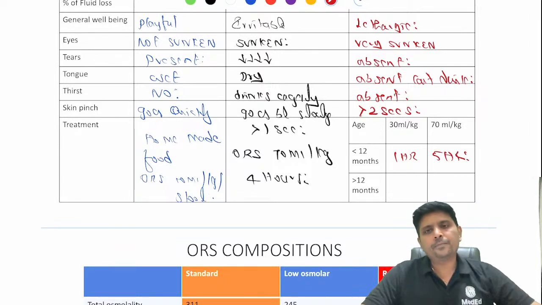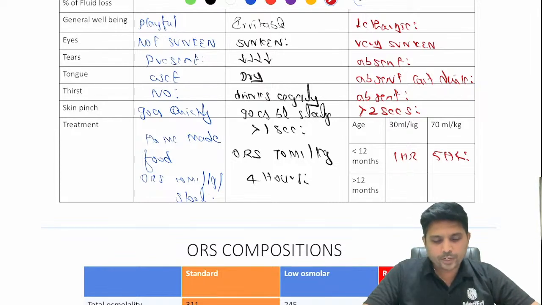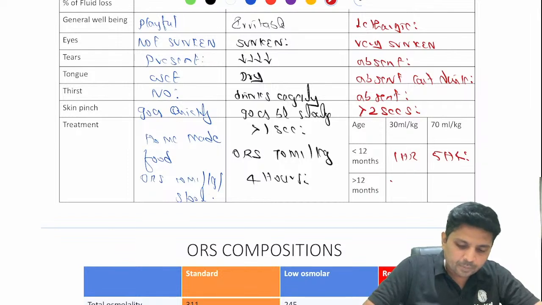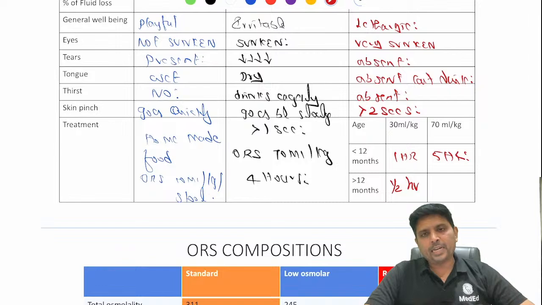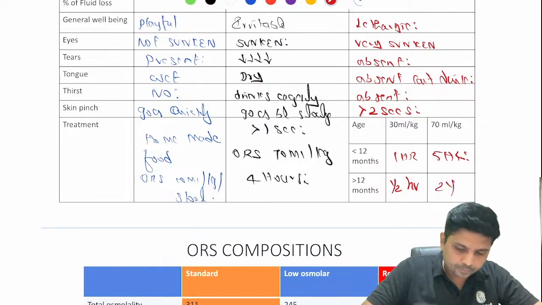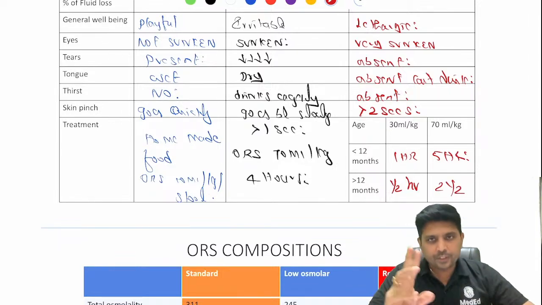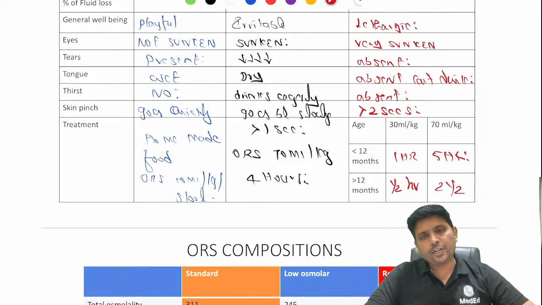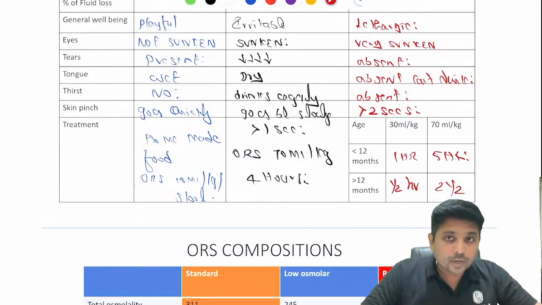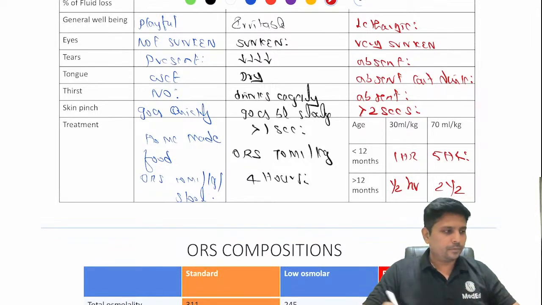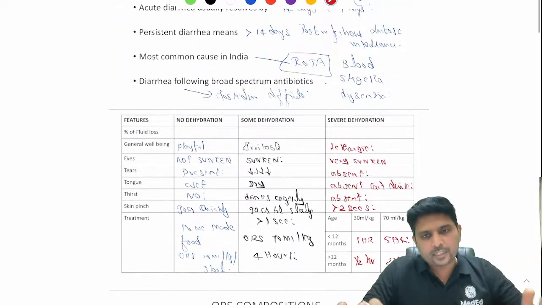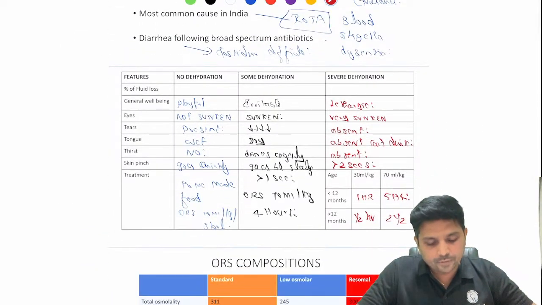Whereas in children more than 1 year, severe dehydration can be corrected rapidly. So 30 ml per kg can be given over half an hour and 70 ml per kg over 2.5 hours, so you can complete correction within 3 hours, unlike in children less than 1 year, in whom correction should be over 6 hours. This is important. This classification is very, very important. This treatment is very, very important.